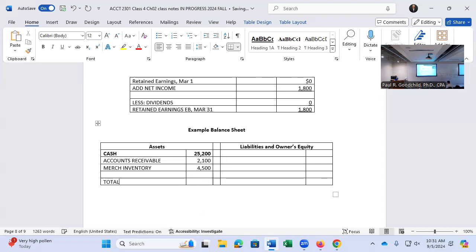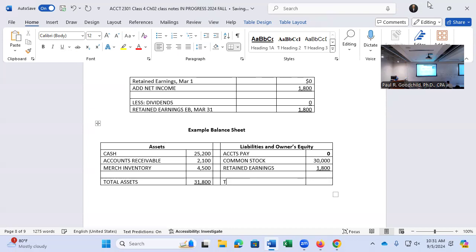All right, so our total assets. We add those numbers up and I get 31,800, but always checking. And on the liability side, we would normally have accounts payable. But in this case, we don't have any balance in our accounts payable, so that's nothing. We have no liabilities. We have common stock, which is part of our equity. That was that $30,000 initial investment. And then we have retained earnings of 1,800.